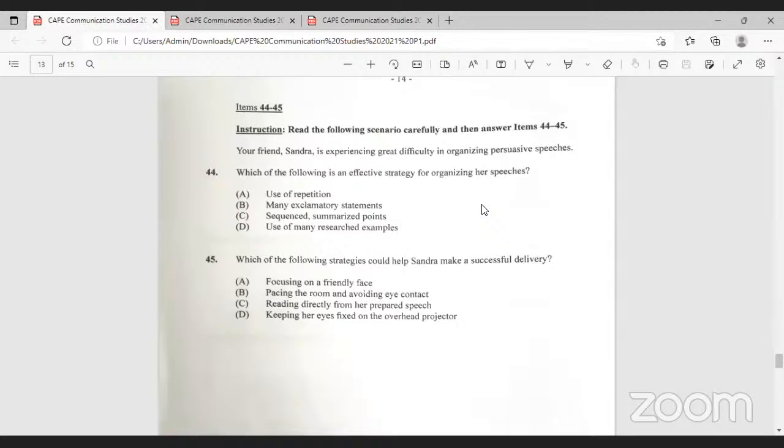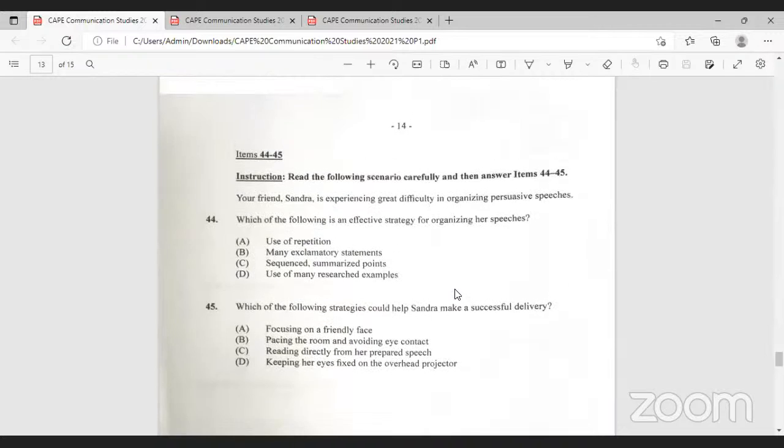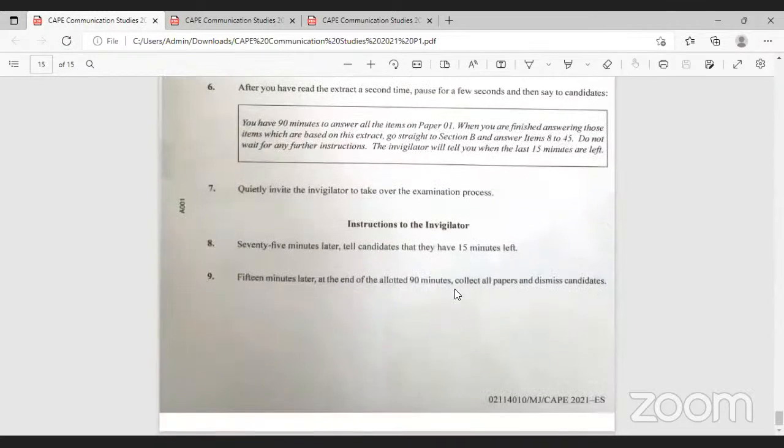45, guys. A, right? We agree that it's A. Yeah, A. So two of them are A. 44 is A, 45 is A. So we are finished with that paper.